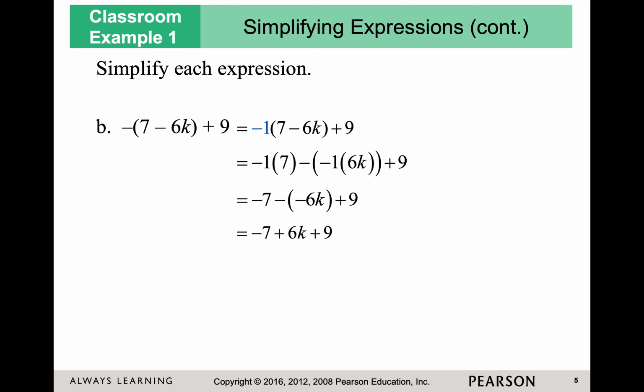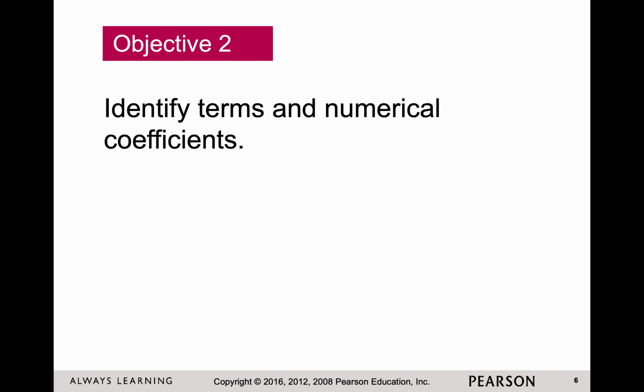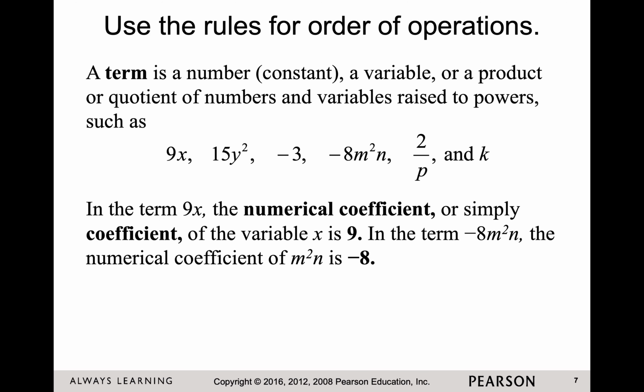Then I have like terms. What are like terms? Well, negative 7 and 9 do not have a variable, they're just numbers. So they are alike. I can combine those by doing negative 7 plus 9, which is going to be 2 plus 6k. I cannot combine the 2 and the 6k because they are not like terms. The 2 would have to have a matching variable with the same exponent to be able to combine those.